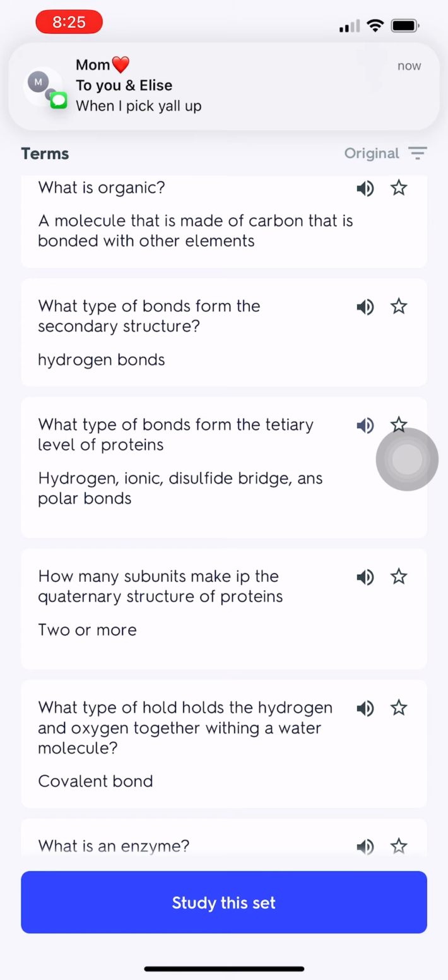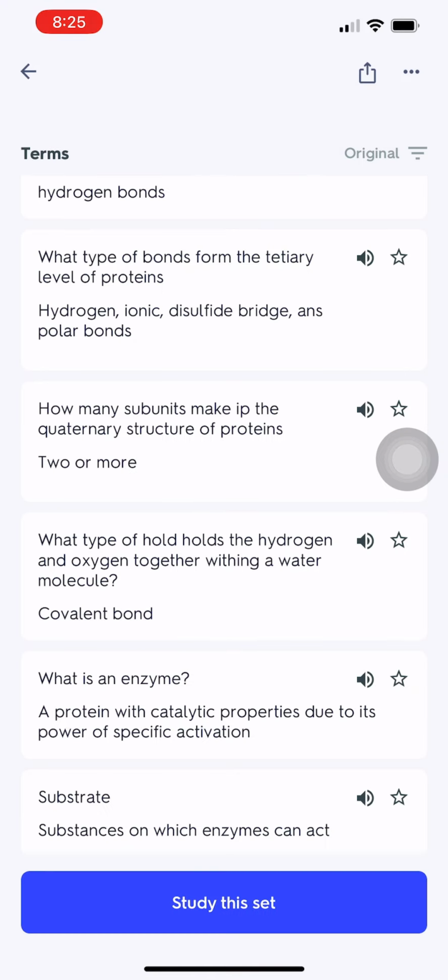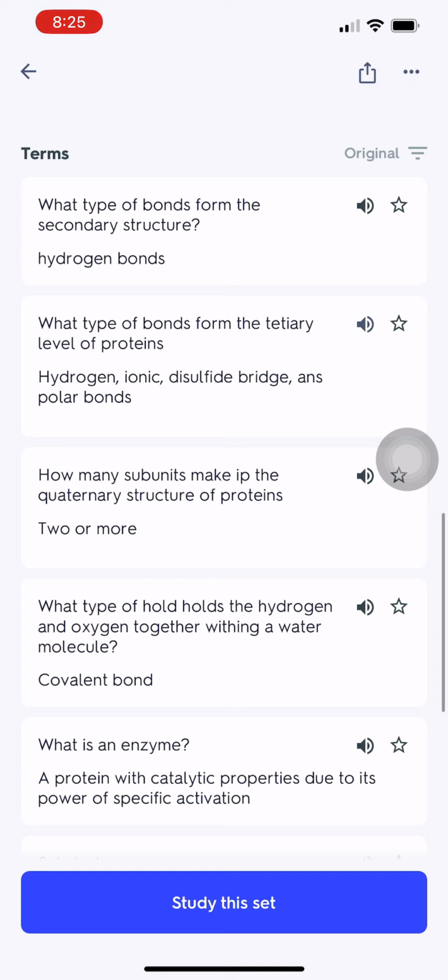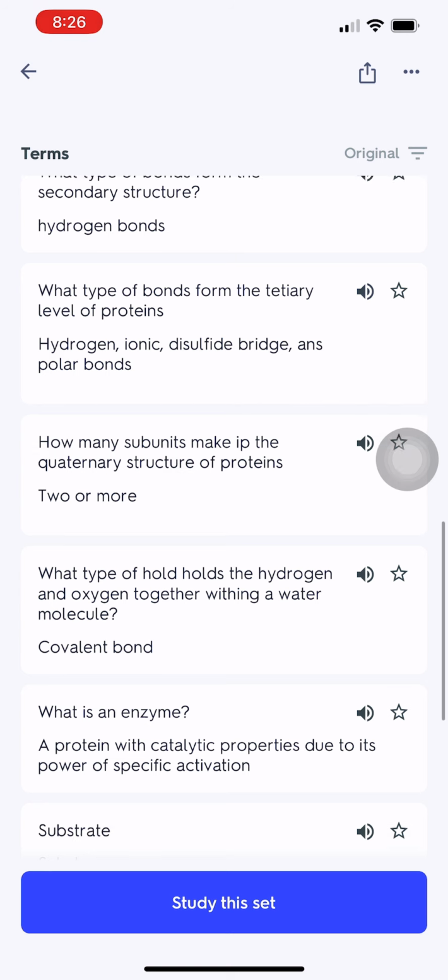What type of bonds form the tertiary level of proteins? Hydrogen, ionic, disulfide bridge, and polar bonds.